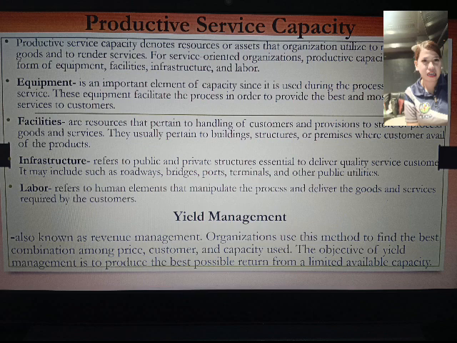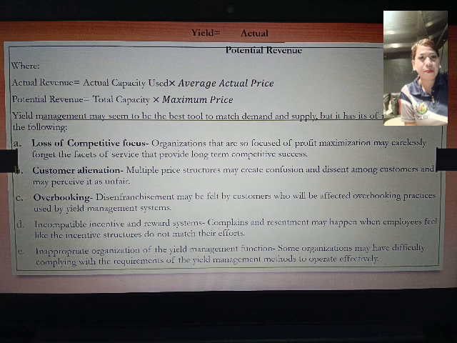So with yield management, it is the best tool to match demand and supply, but of course it has its risk, which are the following. So first is loss of competitive focus. Organizations that are so focused on profit maximization may carelessly forget the facets of service that provide long-term competitive success.